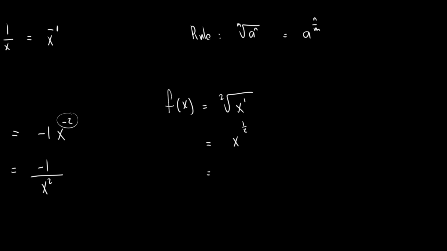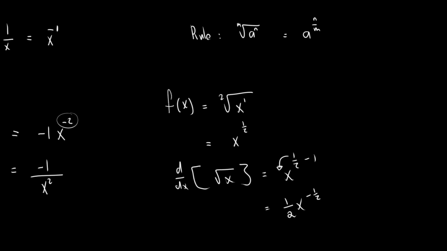Now we can find the derivative, right? So let's now say d over dx of, in square brackets, the square root of x. That's going to give me 1 over 2 x. I'm going to multiply forward and subtract 1. So that gives me 1 over 2 x, and then 1/2 minus 1 is going to be negative 1/2.